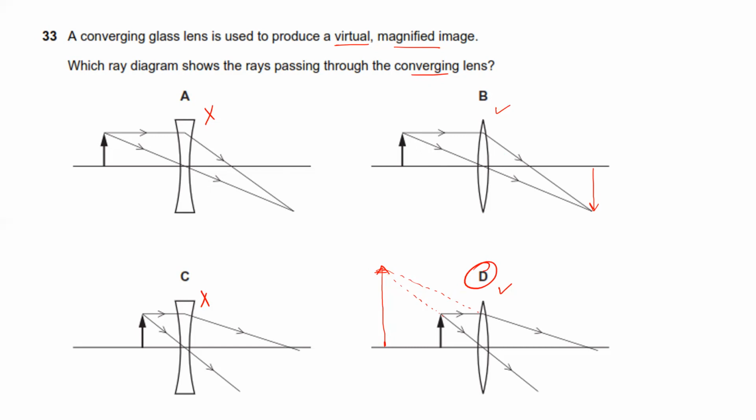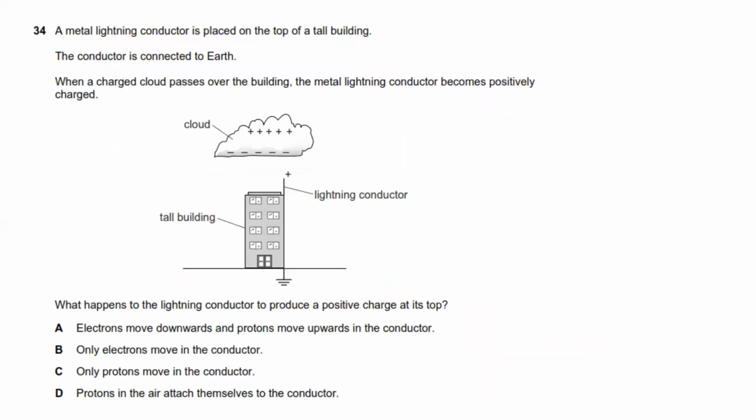So next question, question number 34. It says a metal lightning conductor is placed on top of a building. The conductor is connected to earth. When a charged cloud passes over the building, the metal lightning conductor becomes positively charged. What happens to the lightning conductor to produce positive charge at its top?